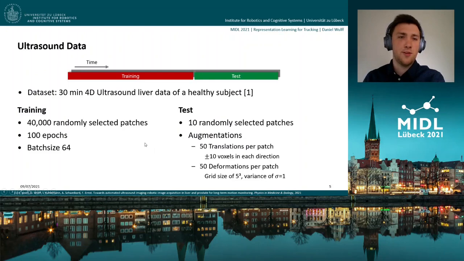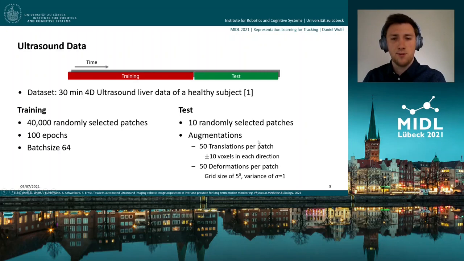The data used in this study is a 4D ultrasound liver dataset of one healthy subject. The data were acquired continuously over about 30 minutes. The dataset is separated into a training phase and a test phase. 40,000 patches were randomly selected from the training phase to have a dataset to train the autoencoders. From the test phase, 10 patches were randomly selected.